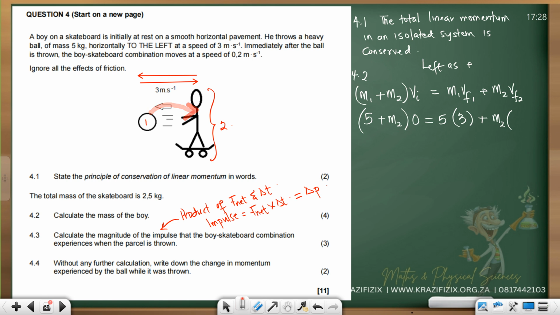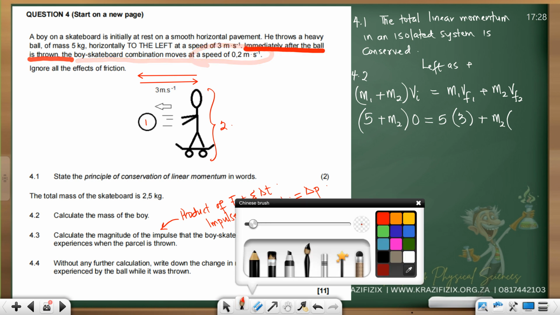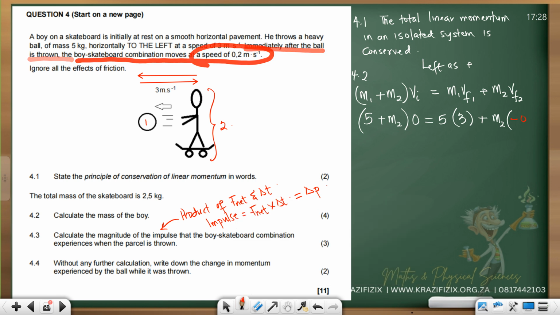You see, they didn't mention that here. Immediately after the ball is thrown, the boy's skate combination moves at a speed. You see, they didn't give you the direction. So the boy throws that object to the left, but the boy would go to the right because of Newton's third law. So there was a hidden information.